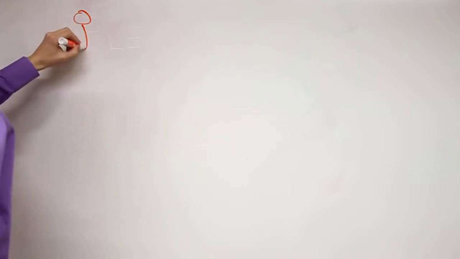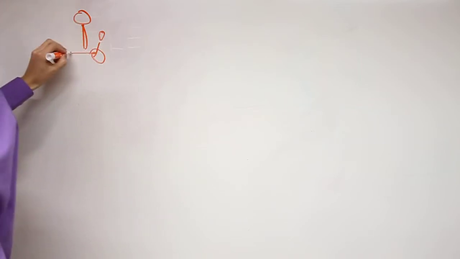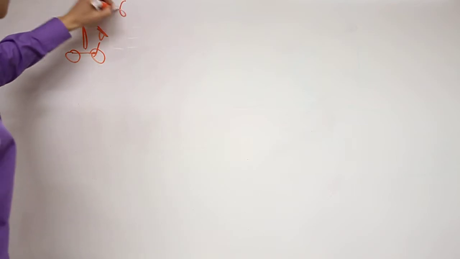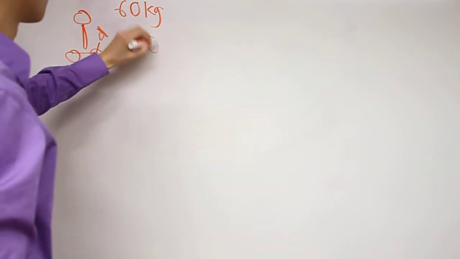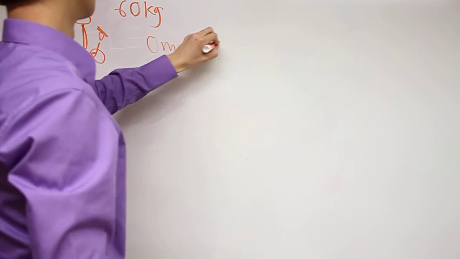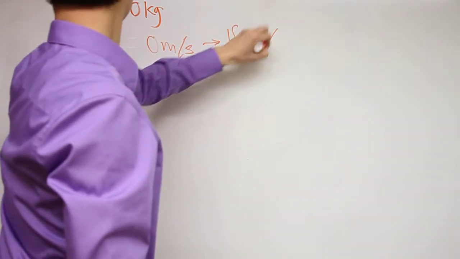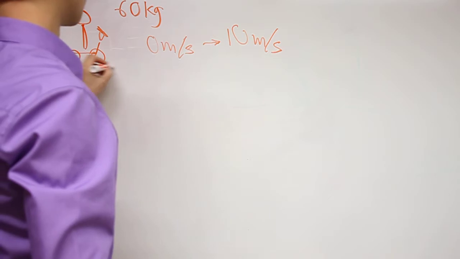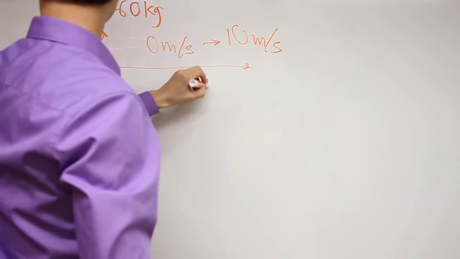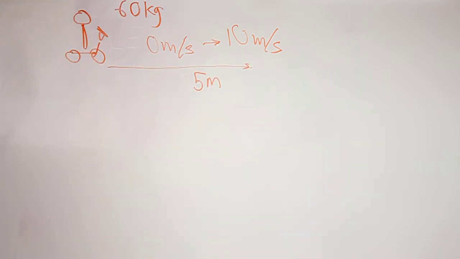Let's say they give you a problem of, okay, here's a boy on a motorcycle. He weighs 60 kilograms. He goes from 0 meters per second to 10 meters per second, and over a distance of, say, 5 meters. Calculate the total work that the motorcycle does.